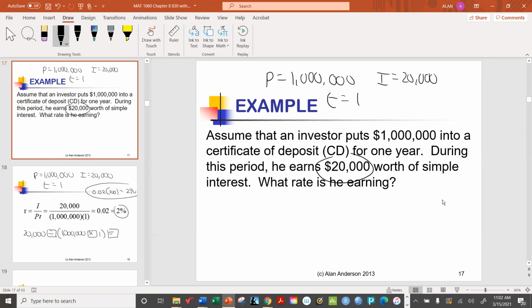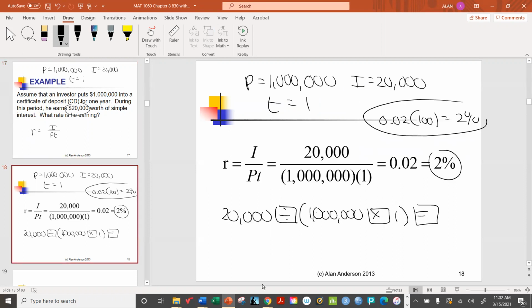That means we should be able to figure out what rate of interest this bank is paying, because we know the formula R equals I over PT. When you plug in those numbers on your calculator and do it correctly, you should get the right result. So you've got 20,000 over a million times 1. On the calculator, you enter $20,000 divided by parentheses, $1 million times 1, equals, and you get 0.02, which you interpret as 2%, because 0.02 times 100 is 2%.